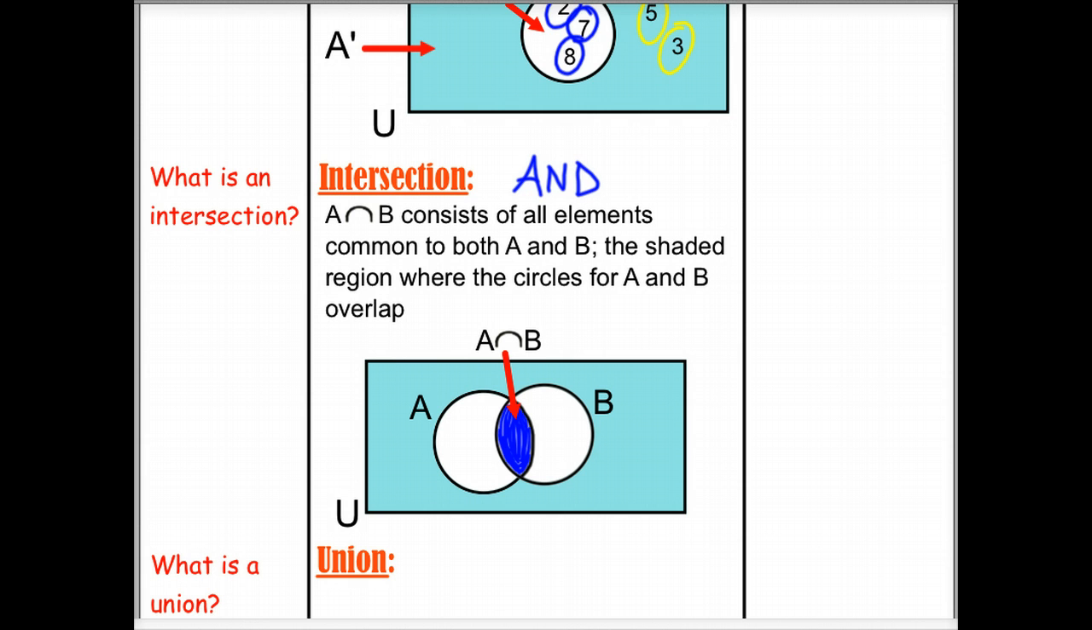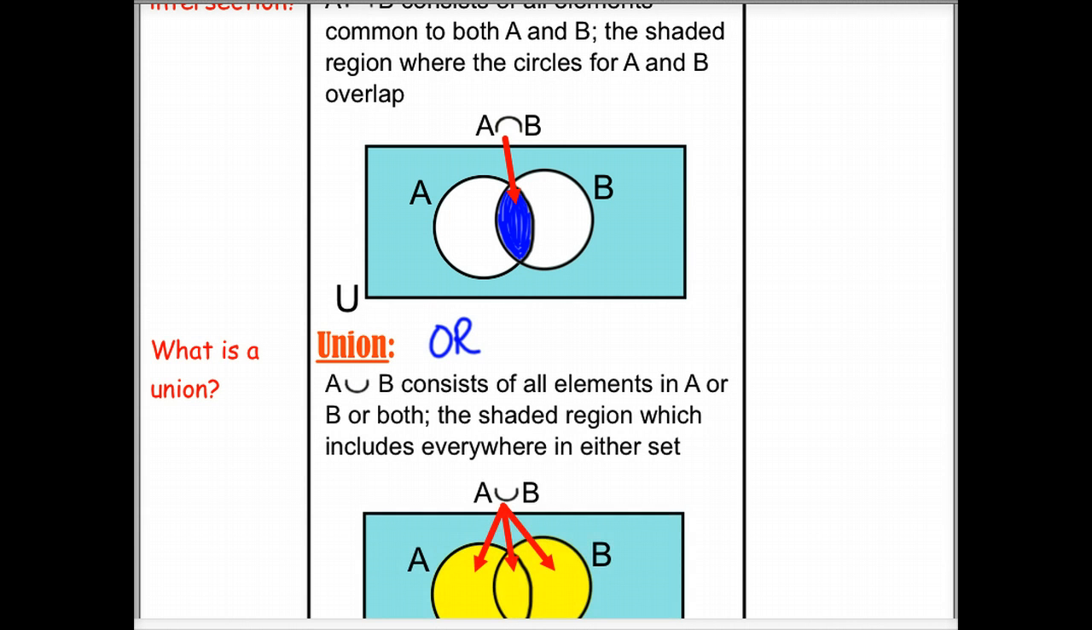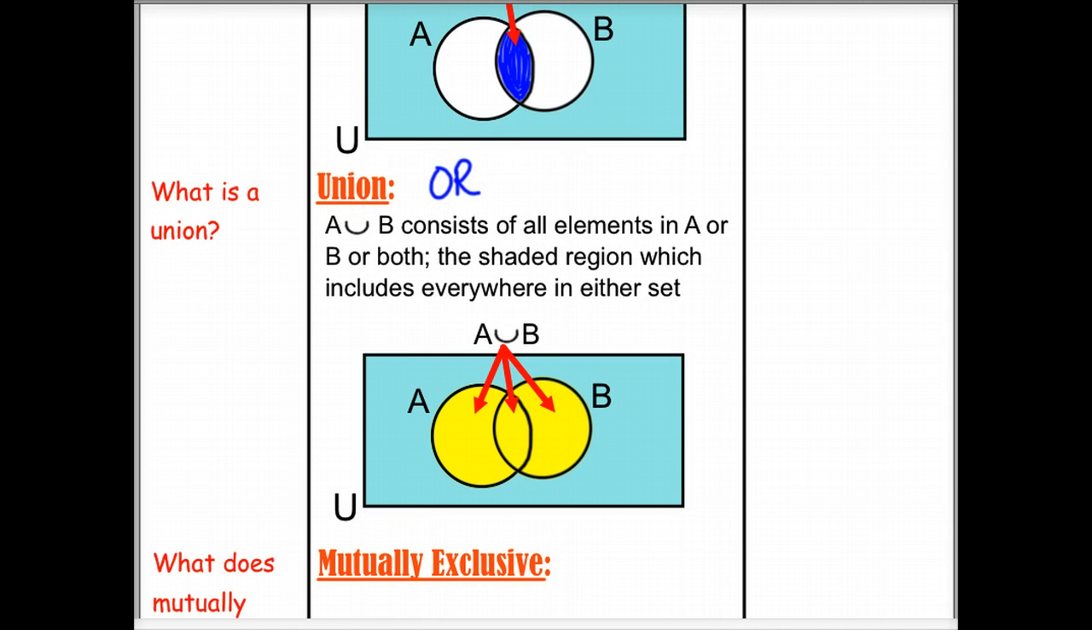Now, on the other hand, union is going to be or. And a union is noted by a U, and it's all elements in A or B or both. Shaded region, which includes everywhere in either set. So in our picture here, all of both circles, including the overlapping area, encompasses the union.